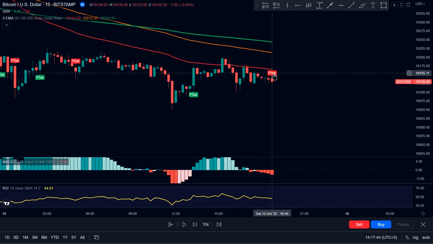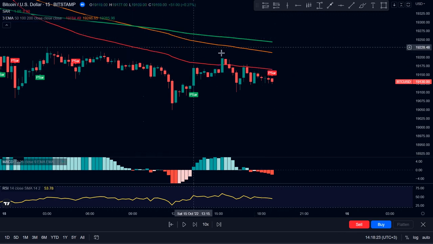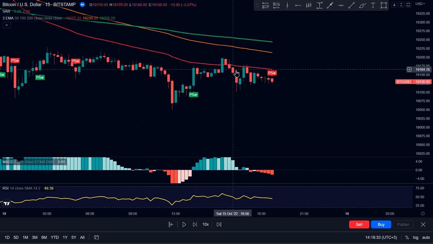Second, the parabolic SAR indicator should print a red label on a candle that opened and closed below the red EMA. Like here you can see we have the red label and both the open price and the close price of this candle were below this red EMA. Lastly, the market should be in a bearish trend without having been oversold since the beginning of that bearish trend.